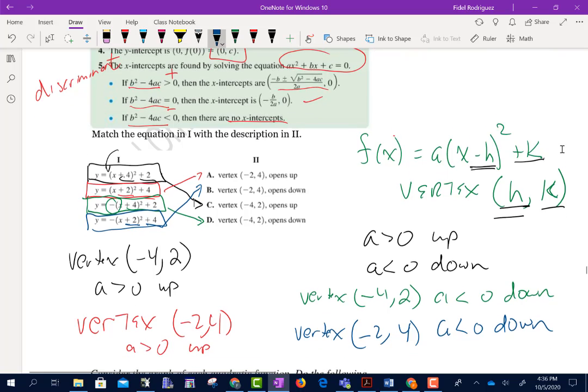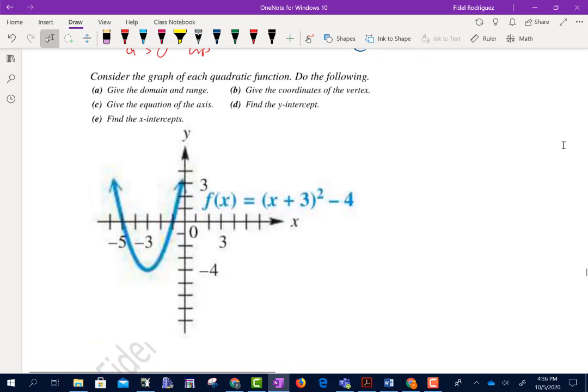All right, so let me scroll down. And I'm going to take a look at this next problem here. And it says, consider the graph of each quadratic function. Part A says, give the domain and range. Okay, so let's do that part.